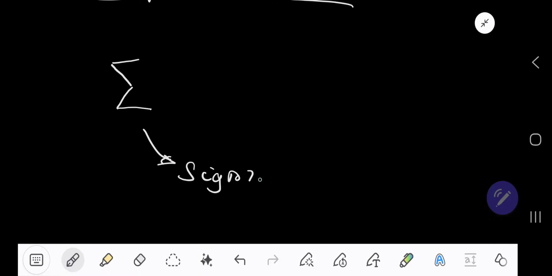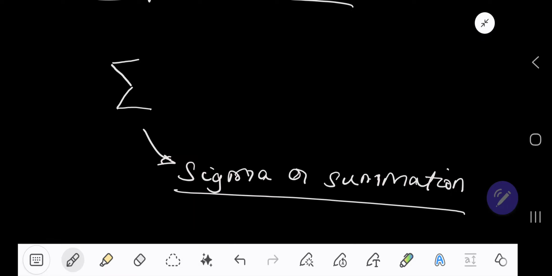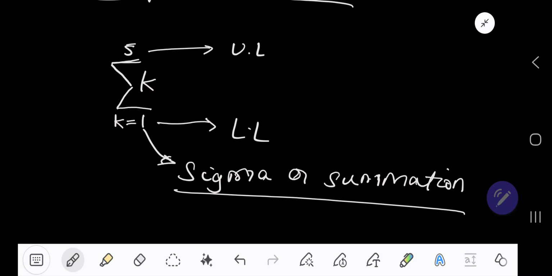So, what is the sigma notation? You may or may not have seen this symbol before. This symbol stands for sigma or the summation. You can say whatever is inside, the summation of that. So how does the symbol work? Suppose you have k inside here, and you have this, which is called the lower limit, and on top you have the upper limit.